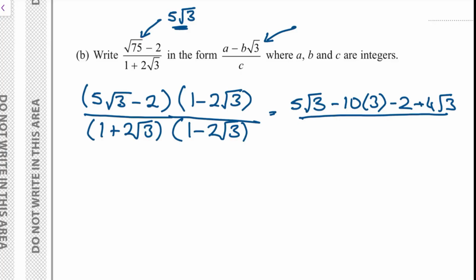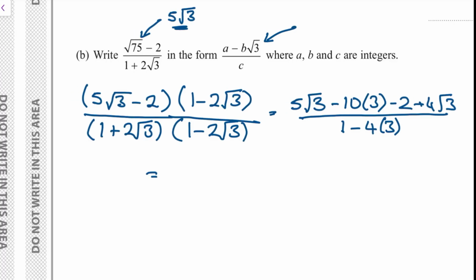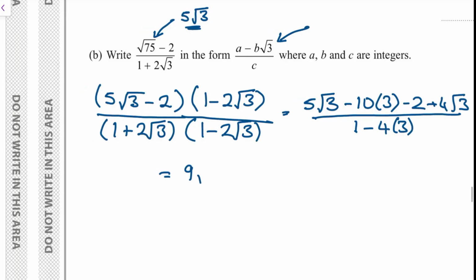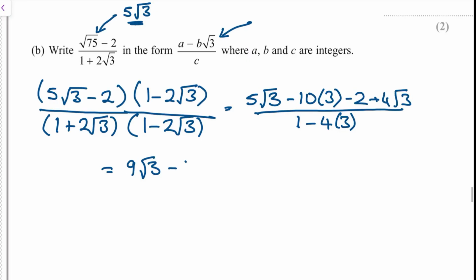Now, I know this is the difference of two squares, so I'm just going to do the 1 times 1 is 1. And 2 root 3 times minus 2 root 3 is minus 4 times 3, which is minus 12. It's going to give me a minus 11 on the bottom. Okay, let's carry on anyway. So 5 root 3 plus 4 root 3 is 9 root 3. Where's my pen not working again? There we go, 9 root 3. And minus 30 minus 2 is minus 32. This is horrible. Divided by minus 11.